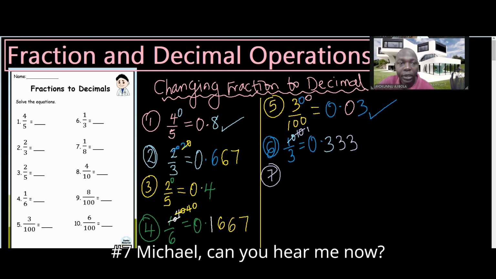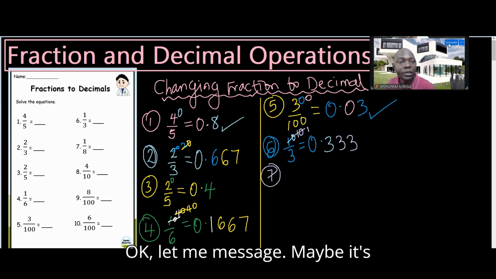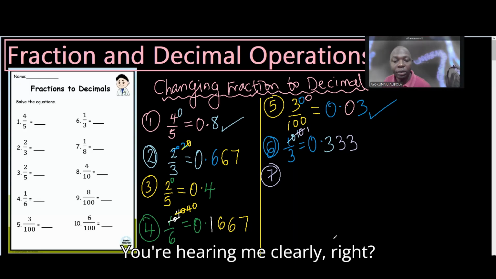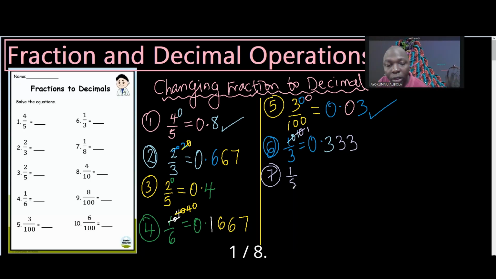Number 7. Miggy, can you hear me now? Okay, let me message. Maybe it's not able to hear me again. We'll continue short. Miggy, you're hearing me clearly, right? Yeah, right.